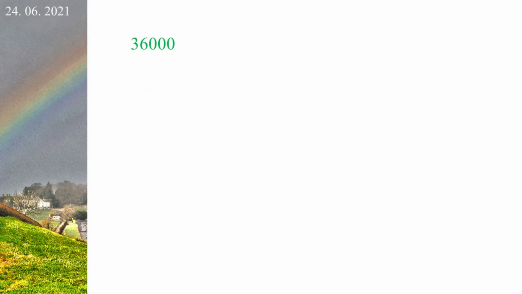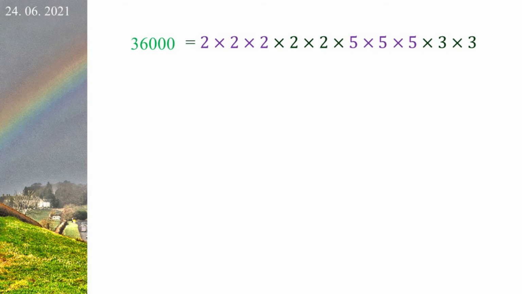Now the factors of 36,000 can be written as 2 into 2 into 2 into 2 into 2 into 5 into 5 into 5 into 3 into 3. Here 2 into 2 into 2 and 5 into 5 into 5 are equal factors. So put line like this.